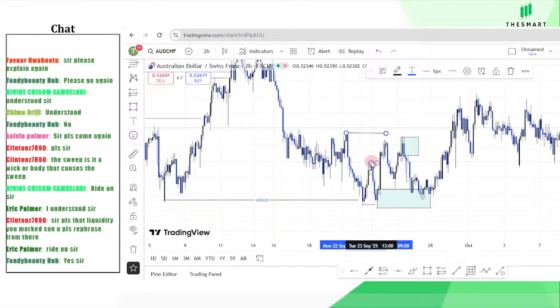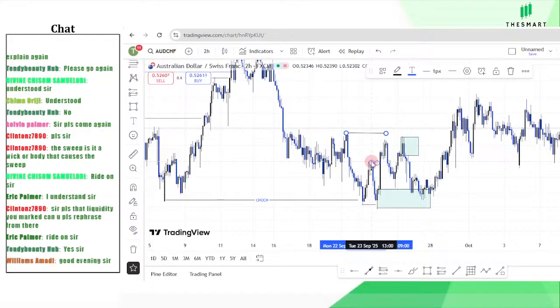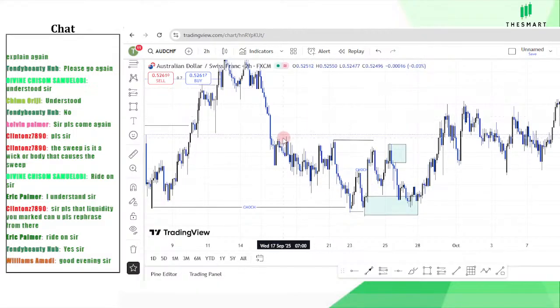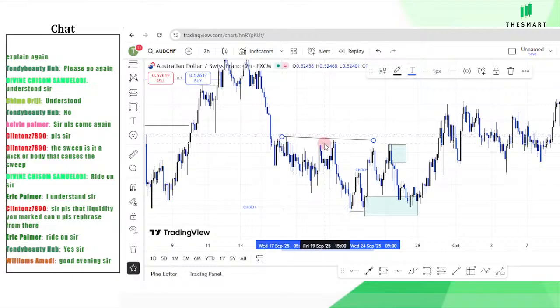Do I have liquidity in that direction? What do I mean by having liquidity in that direction? Is there a reason for this price to pull back up? First, was this a valid supply? For me, no, this wasn't a valid supply. If I'm to look for a valid supply, this point here is my valid supply. This level here is my liquidity point, the liquidity that I have.